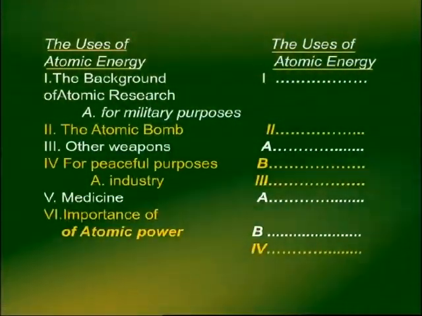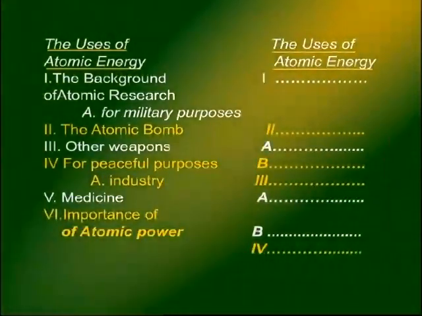Look at the same thing on the right hand side. Number 1, you can write the background of atomic research. Number 2 could be the importance of atomic power, and that could be split into 2 subdivisions: A, atomic bomb; B, other weapons, all under one major heading, the importance of atomic power. Number 3, you can talk about the importance of atomic research, and this could be subdivided into 2: A, medicine; B, industry. And number 4, you can have a paragraph on atoms for peace.